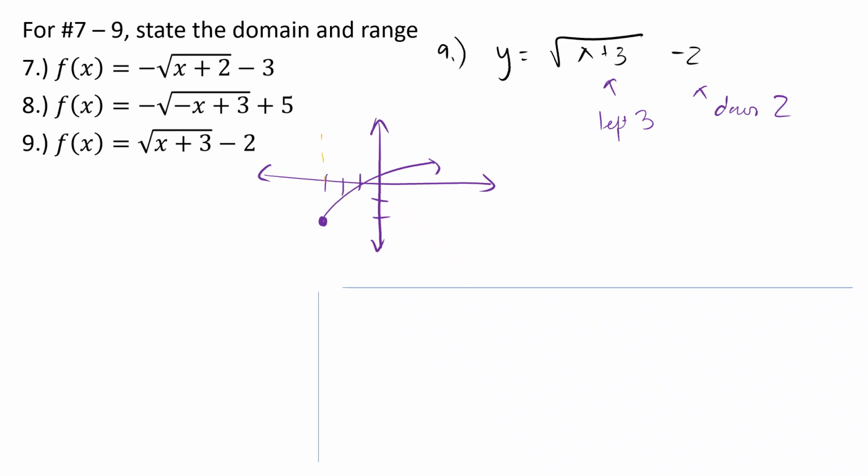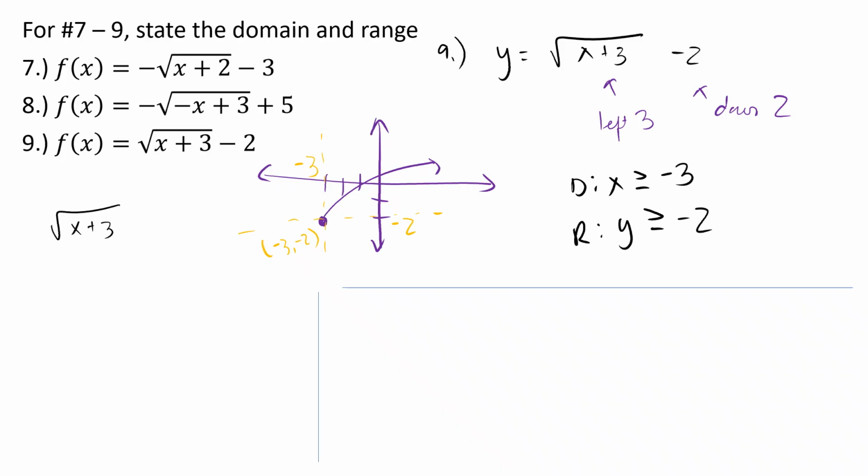Breaking it down, -3 and -2 are the points that we're working with. Okay, so (-3, -2). And these are both greater thans. So x is greater than or equal to -3. And y is greater than or equal to -2. You can also do it this way. If you think algebraically, that right there must be greater than or equal to 0.